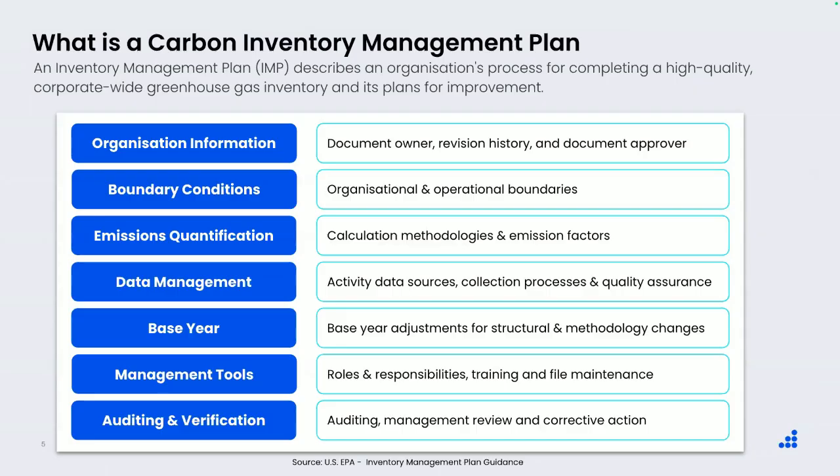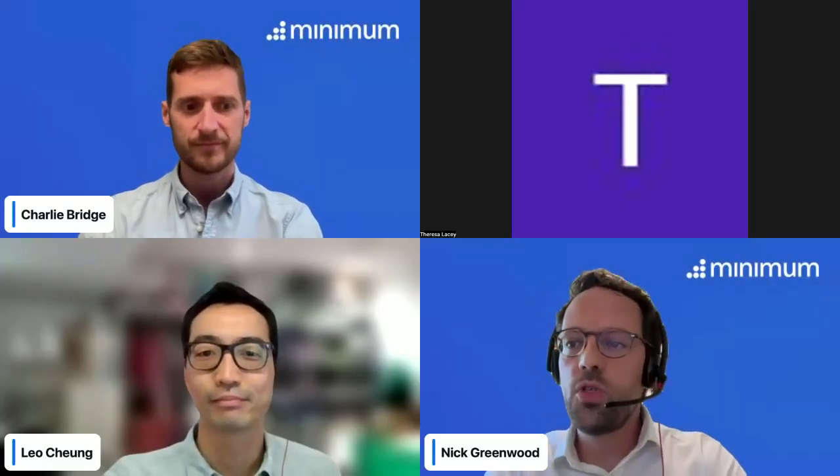So I hope that helps give you some context on what we're discussing today. Let's turn to Leo and Charlie to go into a little bit more detail.